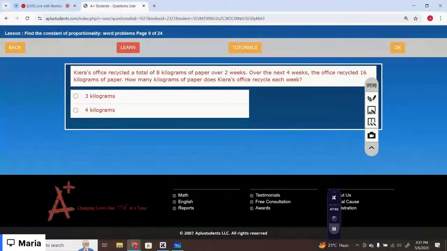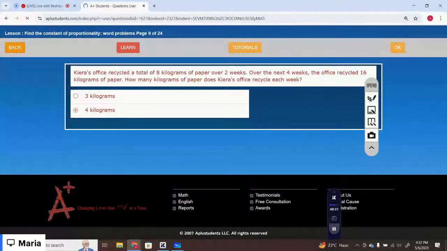Kira's office recycled a total of 8 kilograms of paper over 2 weeks. Over the next 4 weeks, the office recycled 16 kilograms of paper. How many kilograms of paper does Kira's office recycle each week? So, which is the correct option? That is 4 kilograms. Option number two is the correct option.